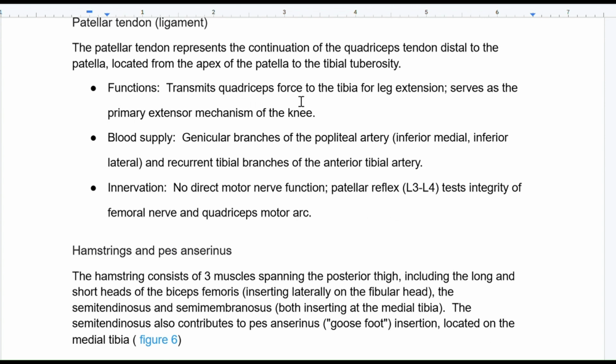Functions. Transmits quadriceps force to the tibia for leg extension. Serves as the primary extensor mechanism of the knee. Blood supply. Genicular branches of the popliteal artery, inferior medial, inferior lateral, and recurrent tibial branches of the anterior tibial artery. Innervation. No direct motor nerve function. Patellar reflex L3 to L4.